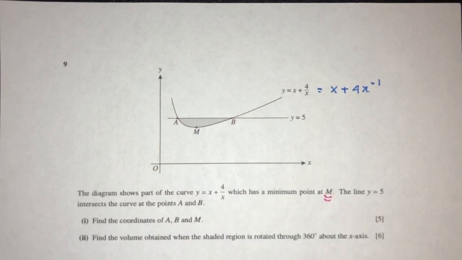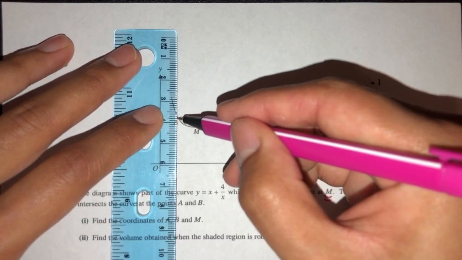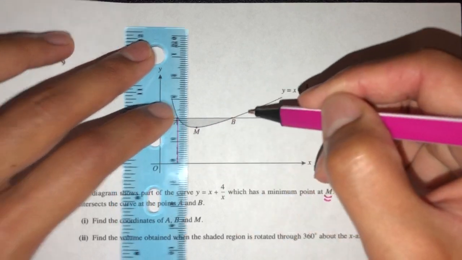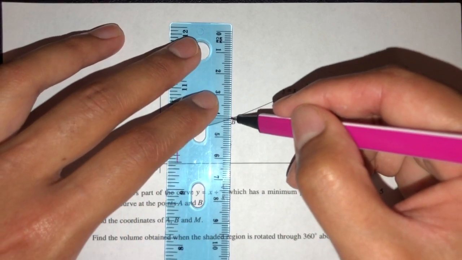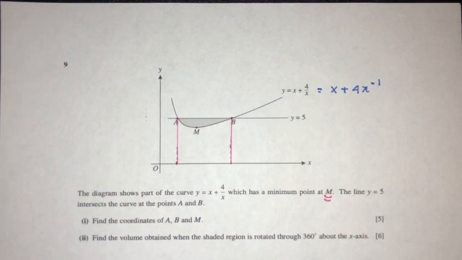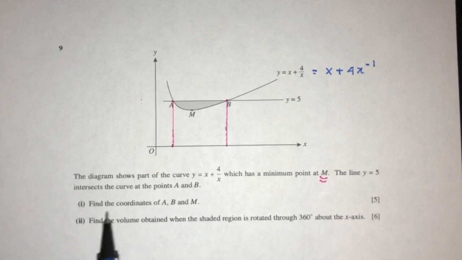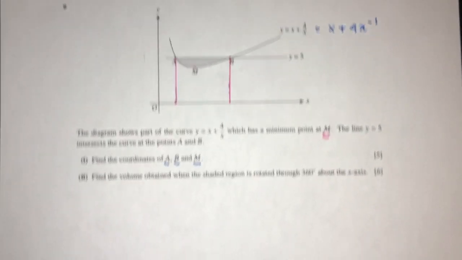Now again, you have to understand there's a reason why they're giving you all these values in the question. So this is the point A and B. Let me draw these two lines so I can mark the x values of the points A and B later on. Now part 1 is I have to find the points A, B, and M. So let's start with A and B, and then find M.